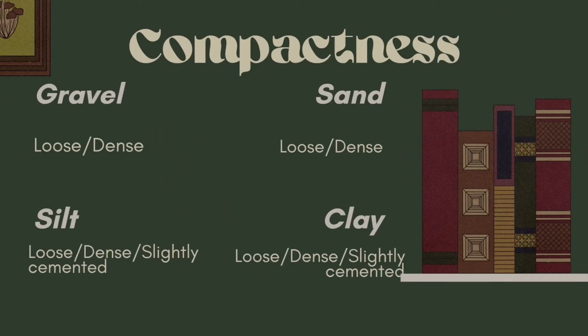2. Compactness. Compactness of gravel and sand is loose or dense. Meanwhile, for silt and clay the compactness is loose, dense, or slightly cemented.